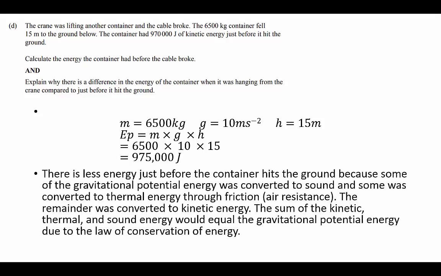And so when an object's falling, there's a loss of gravitational potential energy through friction with the air, and that might be released as sound energy or thermal energy. So what I've written here is there's less energy just before the container hits the ground because some of the gravitational potential energy was converted to sound and some was converted to thermal energy through friction because of air resistance. The remainder was converted to kinetic energy, and with these sorts of questions I find it's always useful to refer back to the law of conservation of energy, and so that would tell us that the sum of the kinetic, thermal and sound energy would equal the gravitational potential energy.